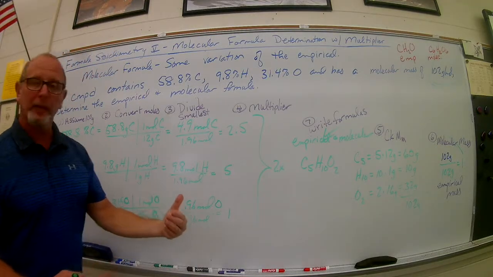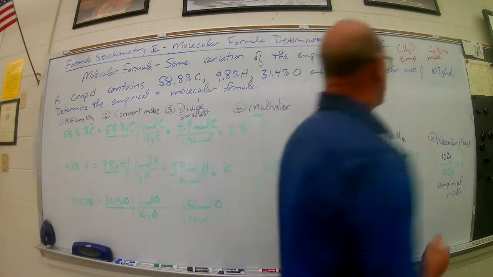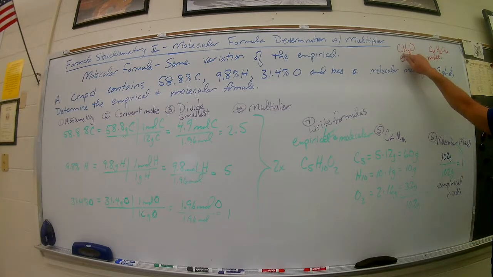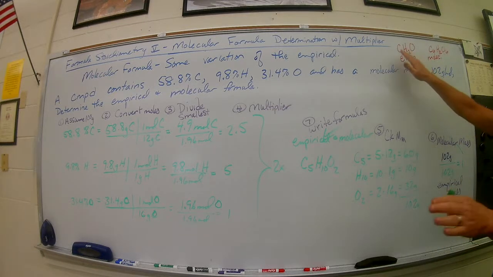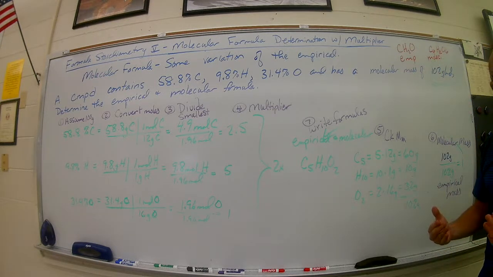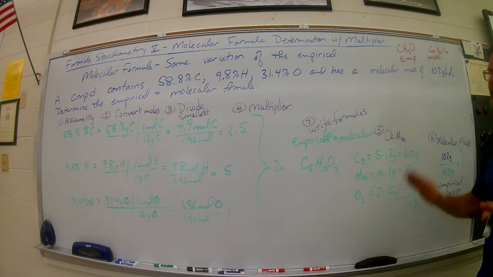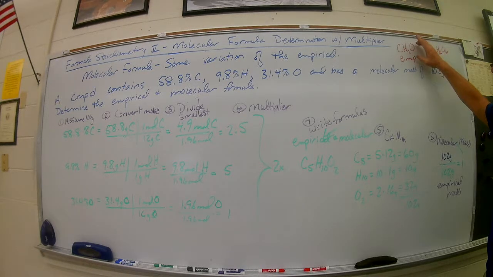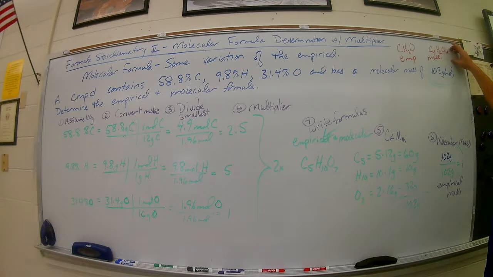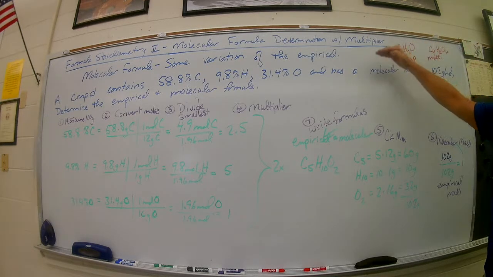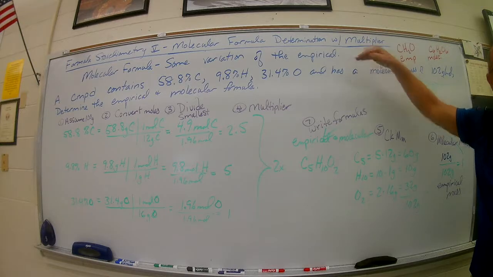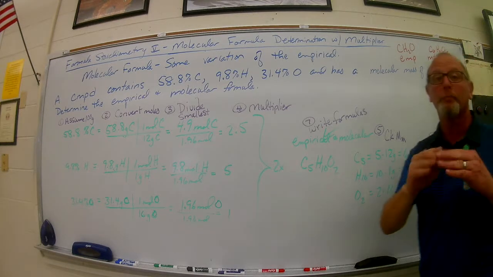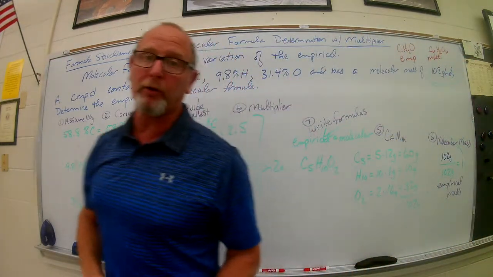Now, what's a molecular formula? Well, we just did empirical formulas, and those were the simplest whole ratios. See, CH2O, that's an empirical formula for any carbohydrate. But we have glucose, C6H12O6. That's a multiple of that empirical. We multiplied the empirical formula by 6 to get the molecular formula. Molecular formulas are some variation of the empirical. They may also be the same as the empirical formula.